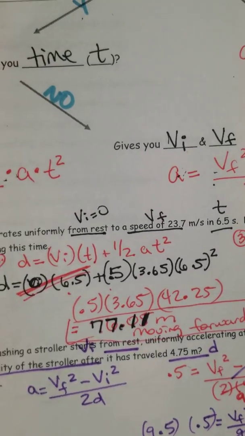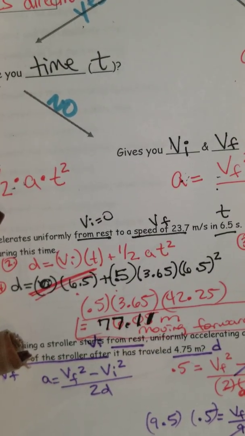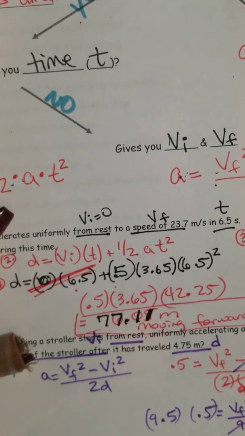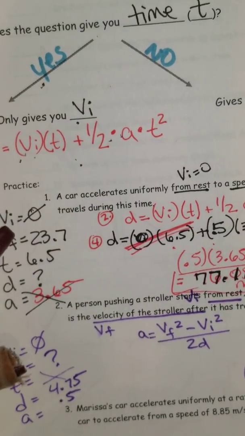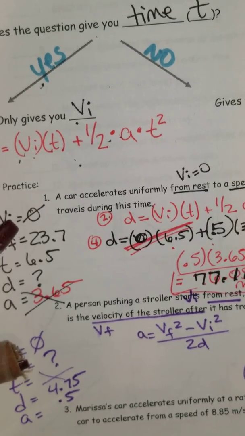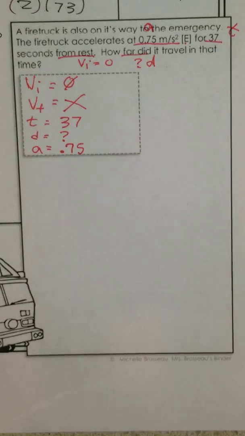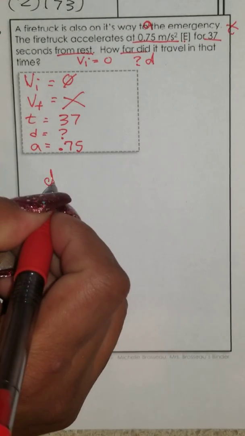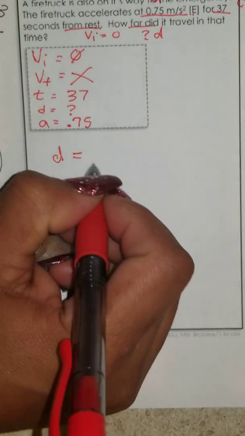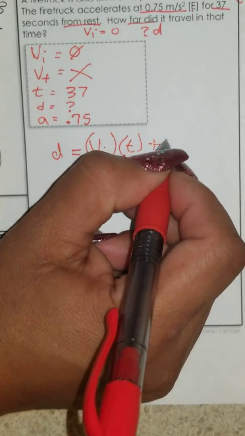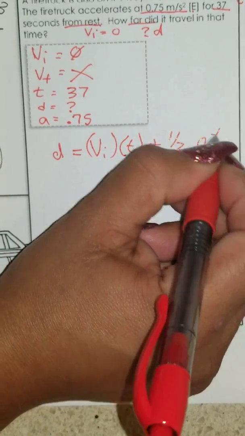Was D ever given to you? Well, yes, it was. It's my unknown, but yes. Was T ever discussed or given to you? Yes, it was. So this is the route that they want you to go on the flow chart. They want you to use this equation right here. So let's plug that in. D equals VI times T plus 1/2 AT squared.